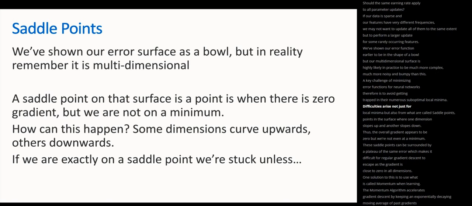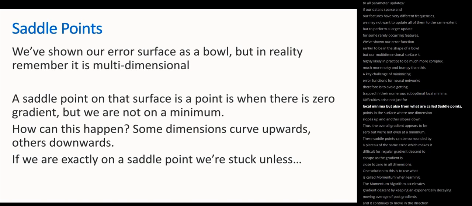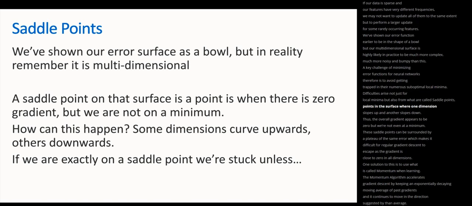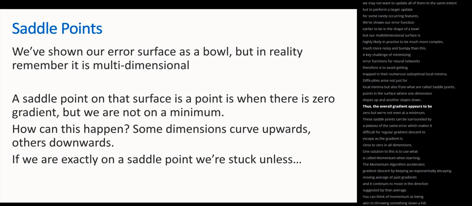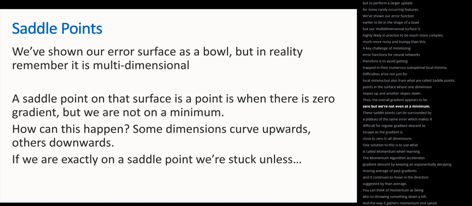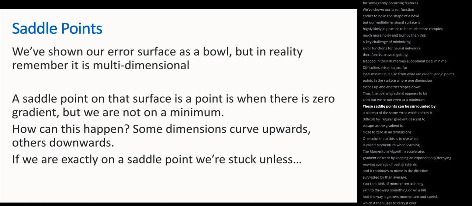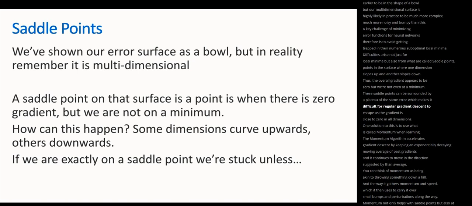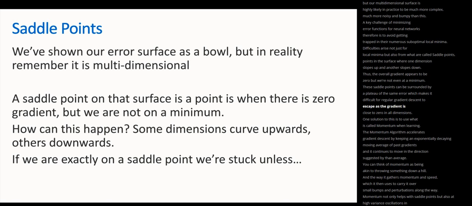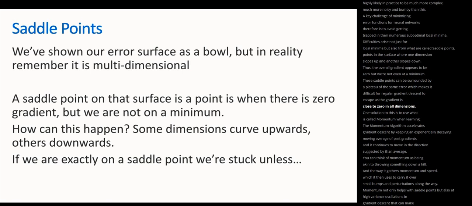Difficulties arise not just from local minima, but also from what are called saddle points, points on the surface where one dimension slopes up and another slopes down. Thus, the overall gradient appears to be zero, but we're not even at a minimum. These saddle points can be surrounded by a plateau of the same error, which makes it difficult for regular gradient descent to escape, as the gradient is close to zero in all dimensions.